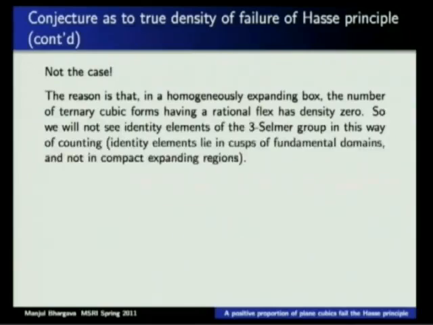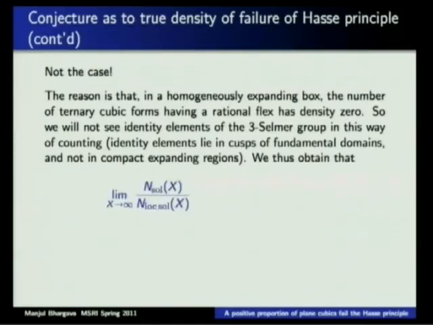Okay. So one way of thinking about this is identity elements lie in the cusp of fundamental domains. You won't pick them up in compact expanding regions. And this is something that one can prove, is that if you order all ternary cubic forms by coefficient height and take bigger and bigger coefficients, the proportion that have a rational flex will be 0. So in other words, you will never be seeing the identity elements of the 3-Selmer groups.